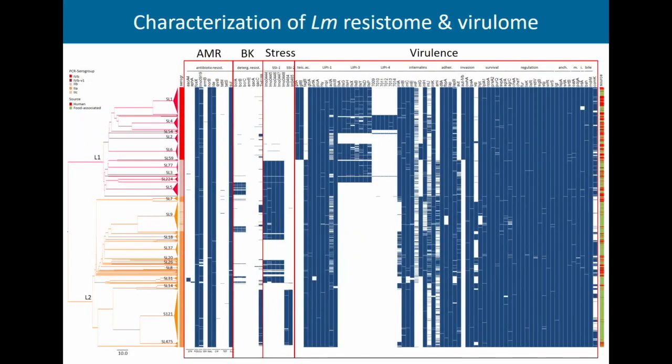We can also, and I'm not going to detail too much this busy slide, characterize Listeria monocytogenes resistome and virulence. We can look at antimicrobial resistance genes. This is not an issue actually with Listeria. We can look at resistance to antiseptics, at least genotypically, genes which are involved in resistance to stress, and of course, virulence genes as shown here.